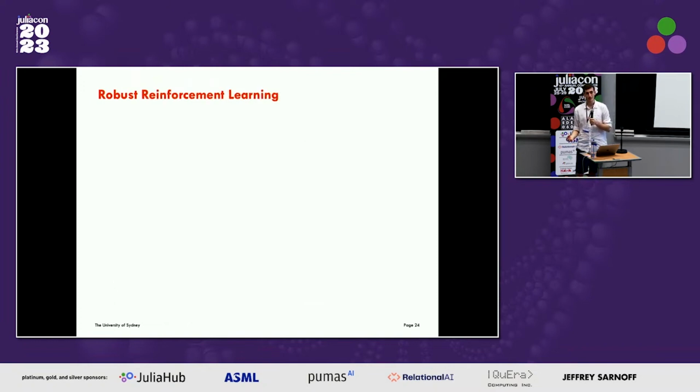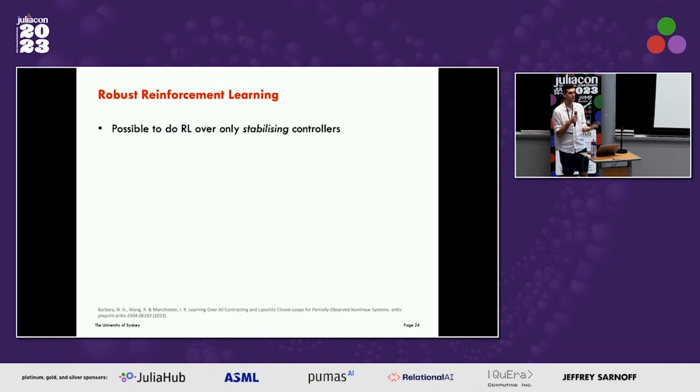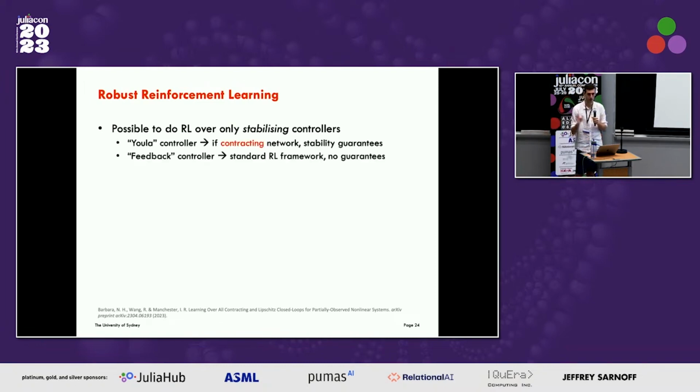Another really cool use case, and this is basically my entire PhD in like 1.5 slides, is robust reinforcement learning. I won't go into huge amounts of detail here, but this is super interesting stuff. Basically, it's possible to do reinforcement learning over just stabilizing controllers for a dynamical system if you use a particular controller structure. I won't go into the theory, but it's called the Euler controller.